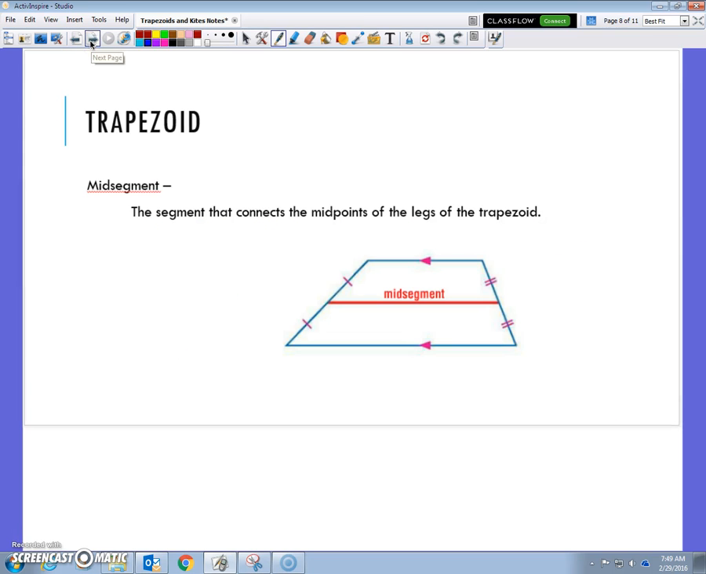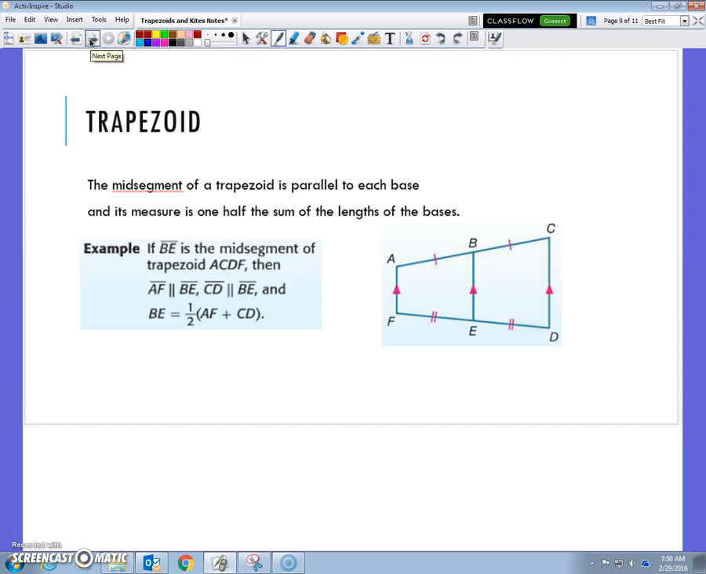I just want to tell you a little bit about the mid-segment, and this also has some similarities to the triangles that we've done. The mid-segment is exactly in between, bisecting each of the legs, and so is the exact same distance between each of the bases. It's also parallel to each of the bases. Okay, we call that a mid-segment. It's easy to remember because it almost sounds like middle.